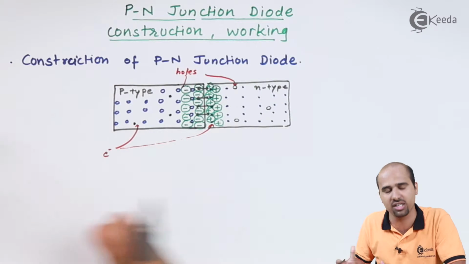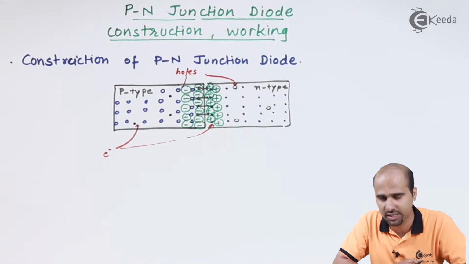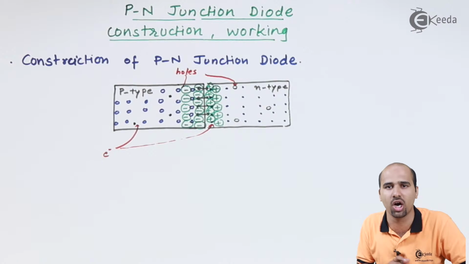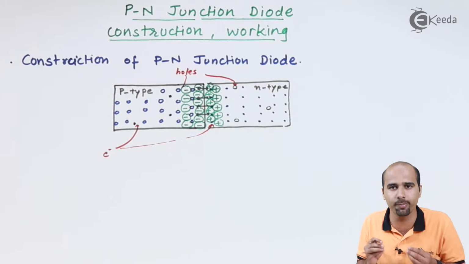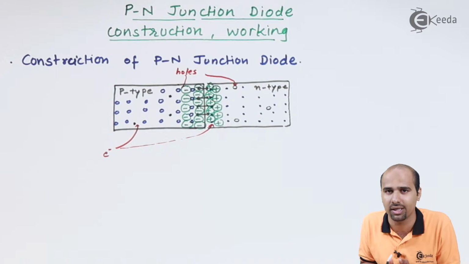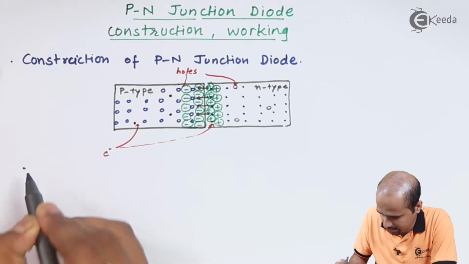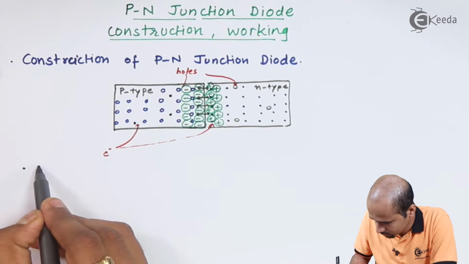Now hereafter it is not possible for electrons to move towards p-type and holes to move towards the n-type. This complete process is called diffusion. The movement of electrons from n-type to p-type and holes from p-type to n-type, which forms the barrier, is called diffusion. So the process is nothing but diffusion.